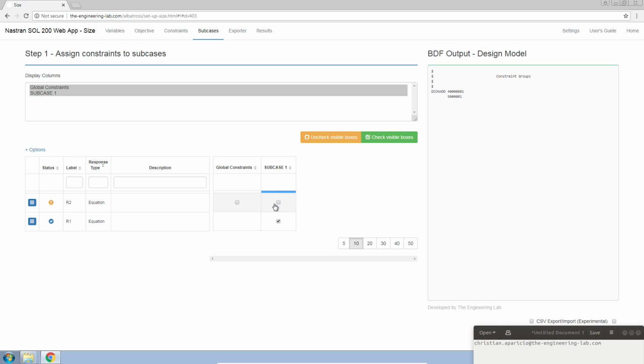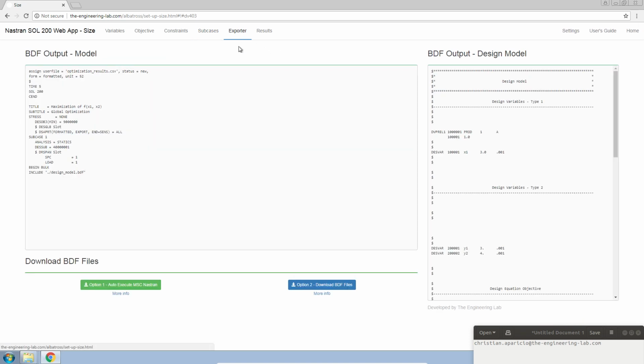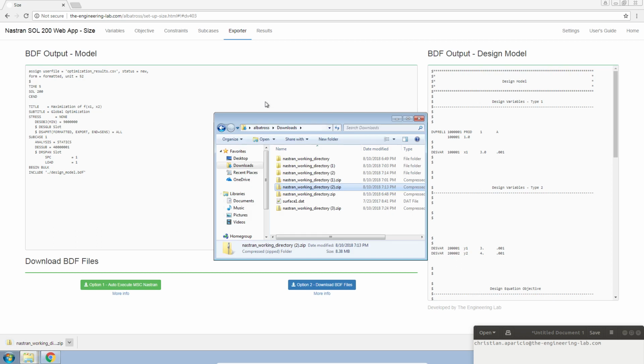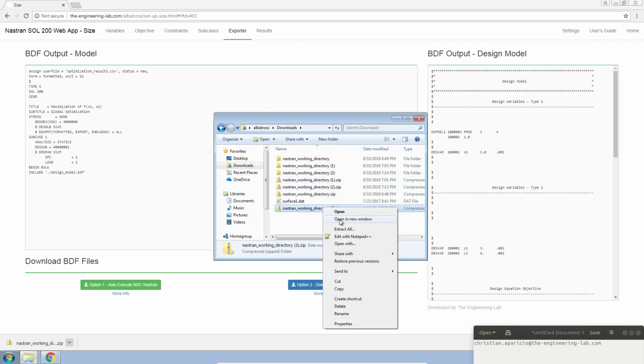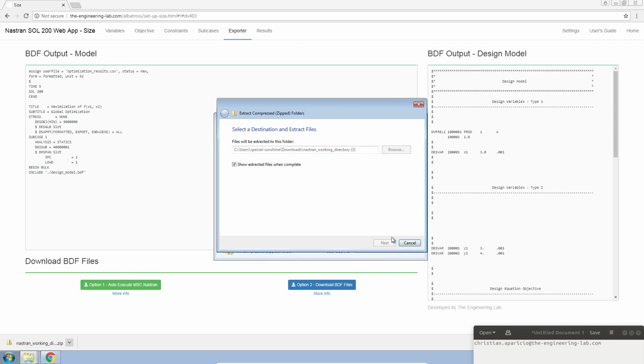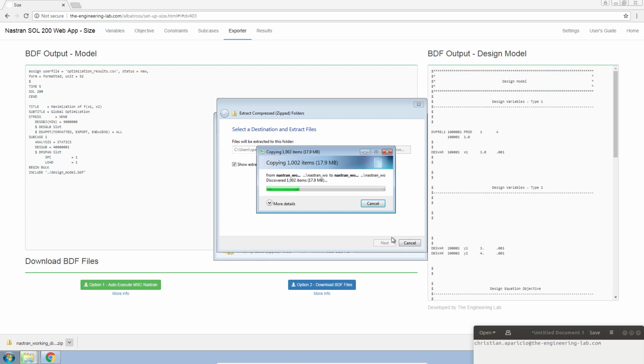So let me go ahead and mark a checkbox. Now this constraint is assigned to the problem. Let's go ahead and download the zip file. Let's go ahead and confirm to keep it. And let's go ahead and extract the contents and perform this optimization.